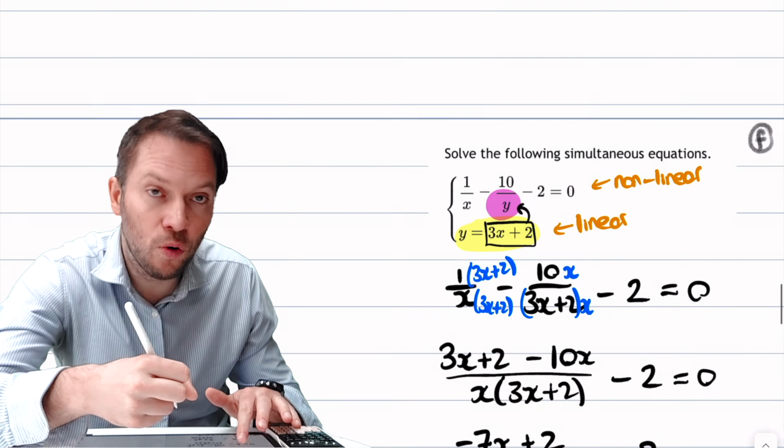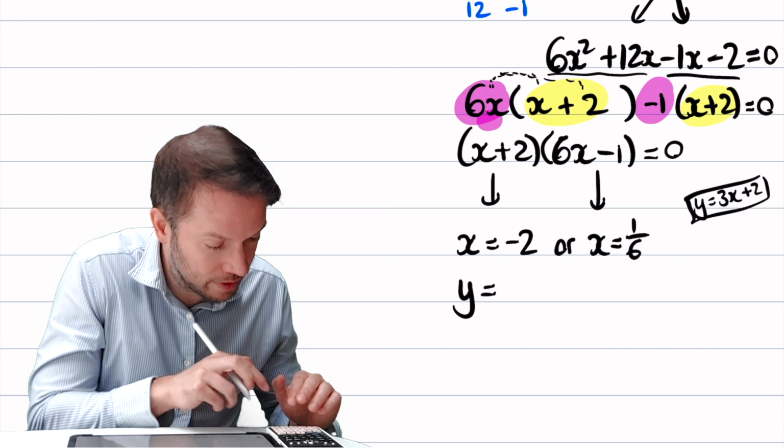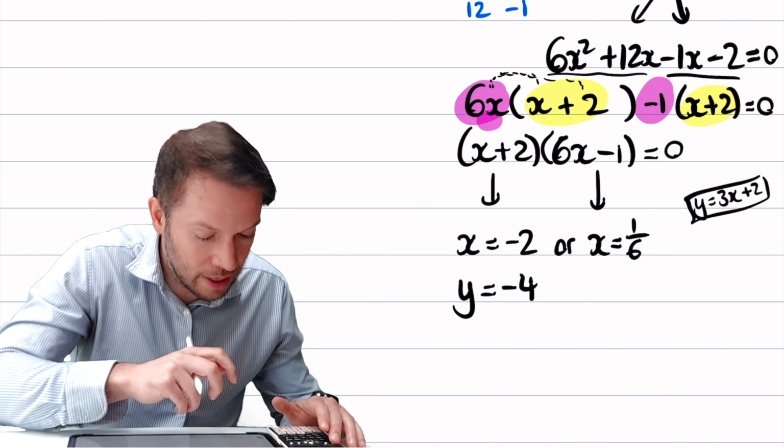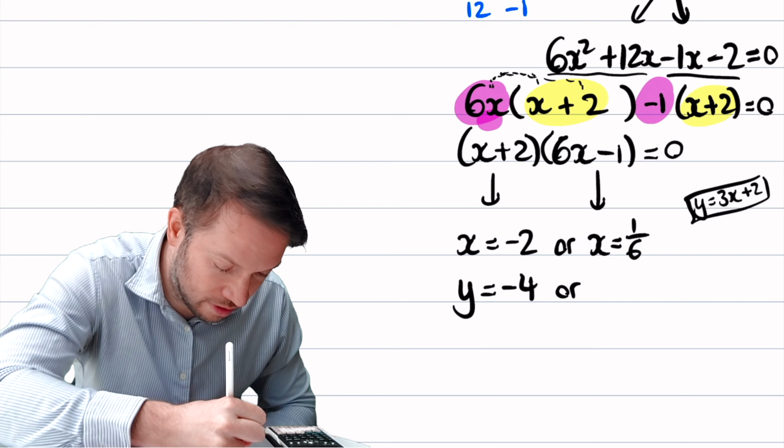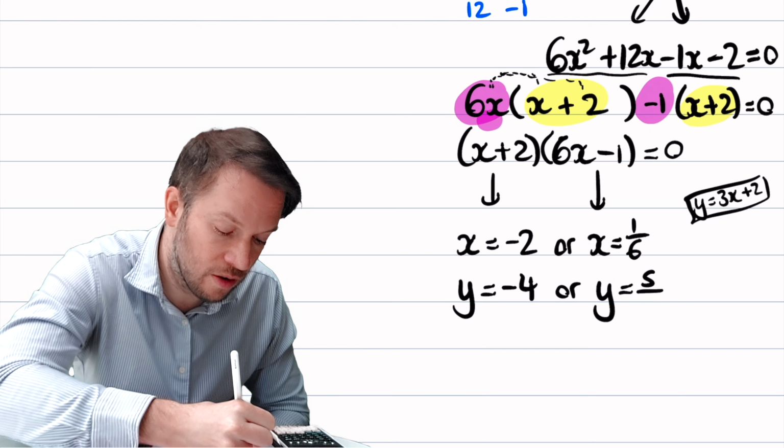If you substitute the minus 2 into it, you get 3 times minus 2 plus 2, and that gives you minus 4. And if x is a sixth, you do 3 times that, plus 2, and that gives you 5 over 2. So y is 5 over 2. And we are done.